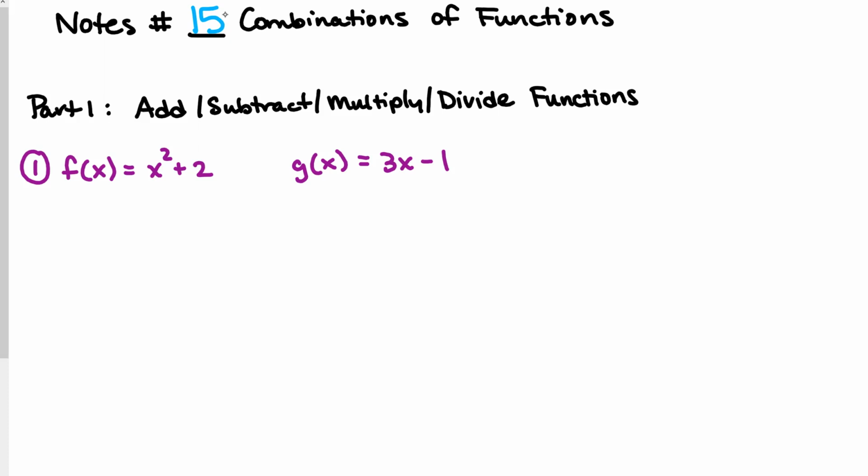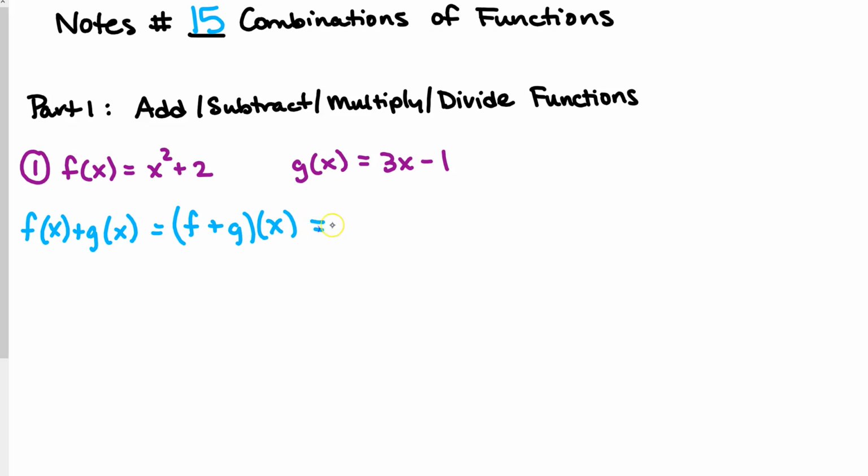So suppose we have f of x equals x squared plus 2 and g of x equals 3x minus 1. Let's add them. So we could write it as f of x plus g of x, but you might also see it written as f plus g, or you might see it written as f plus g of x. So either way, it means the same thing.